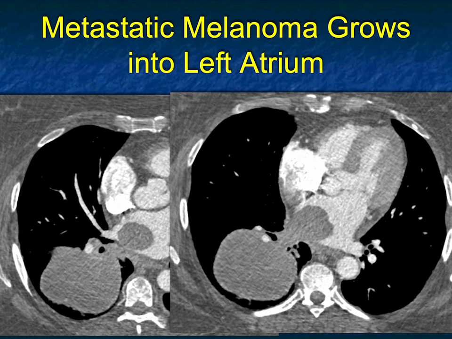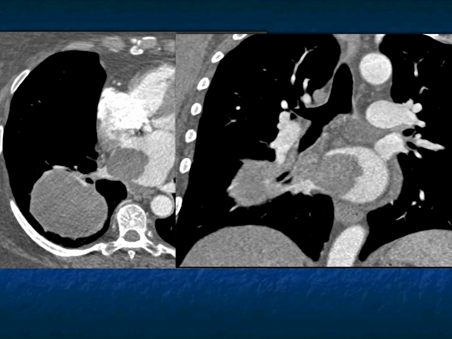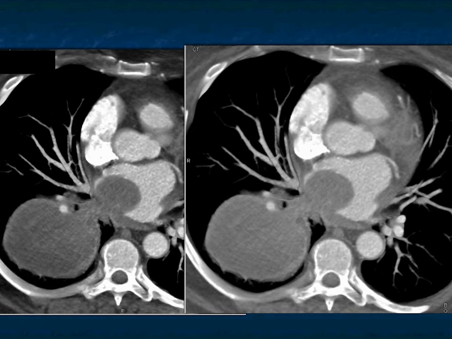And this indeed was melanoma growing into the left atrium. Large masses, sarcomas, melanomas, as we discussed, can grow directly into the atrium. It's a really impressive appearance. It's not that common, but it does occur, very nicely shown in this example. And that's it. Those are our latest and greatest set of cases.